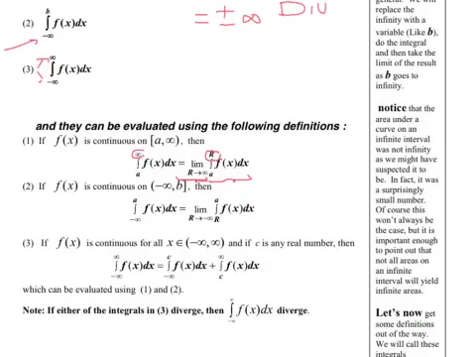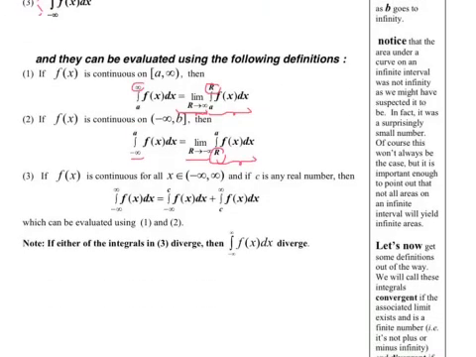If we have to evaluate minus infinity to a, then we have to replace minus infinity by r and say r goes to minus infinity. Calculate this first and then calculate the limit.